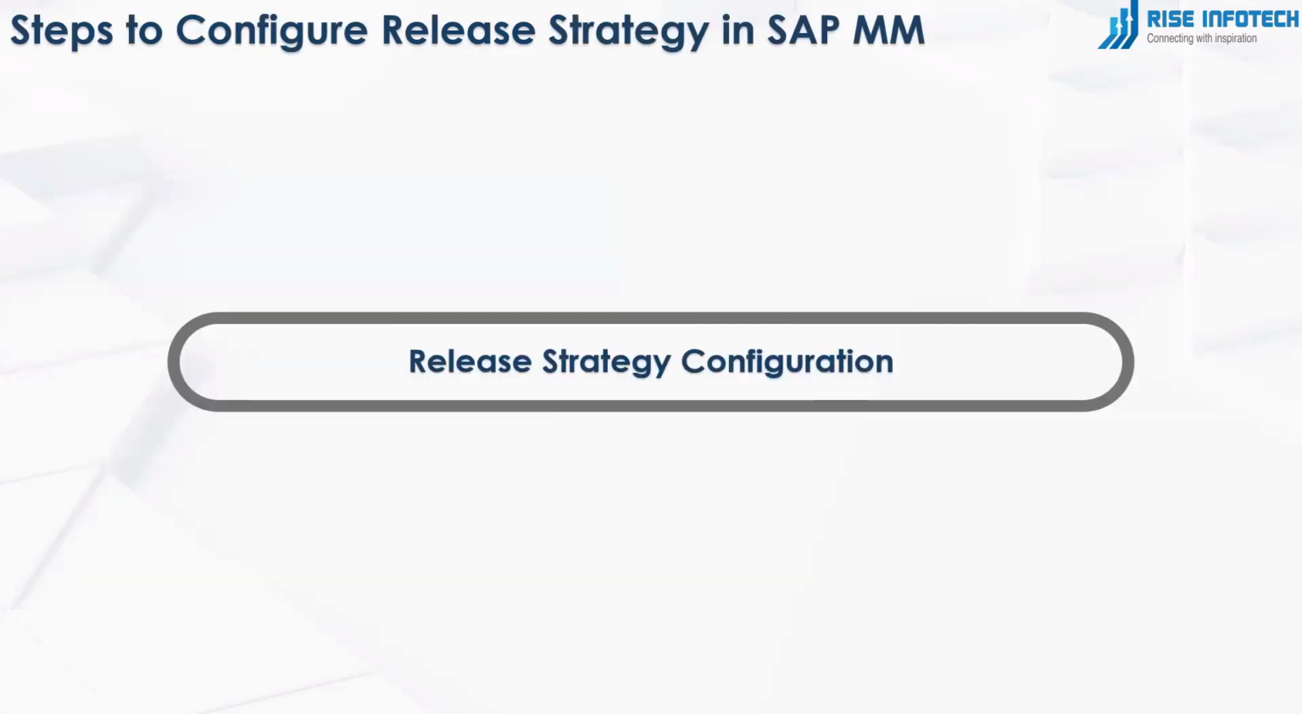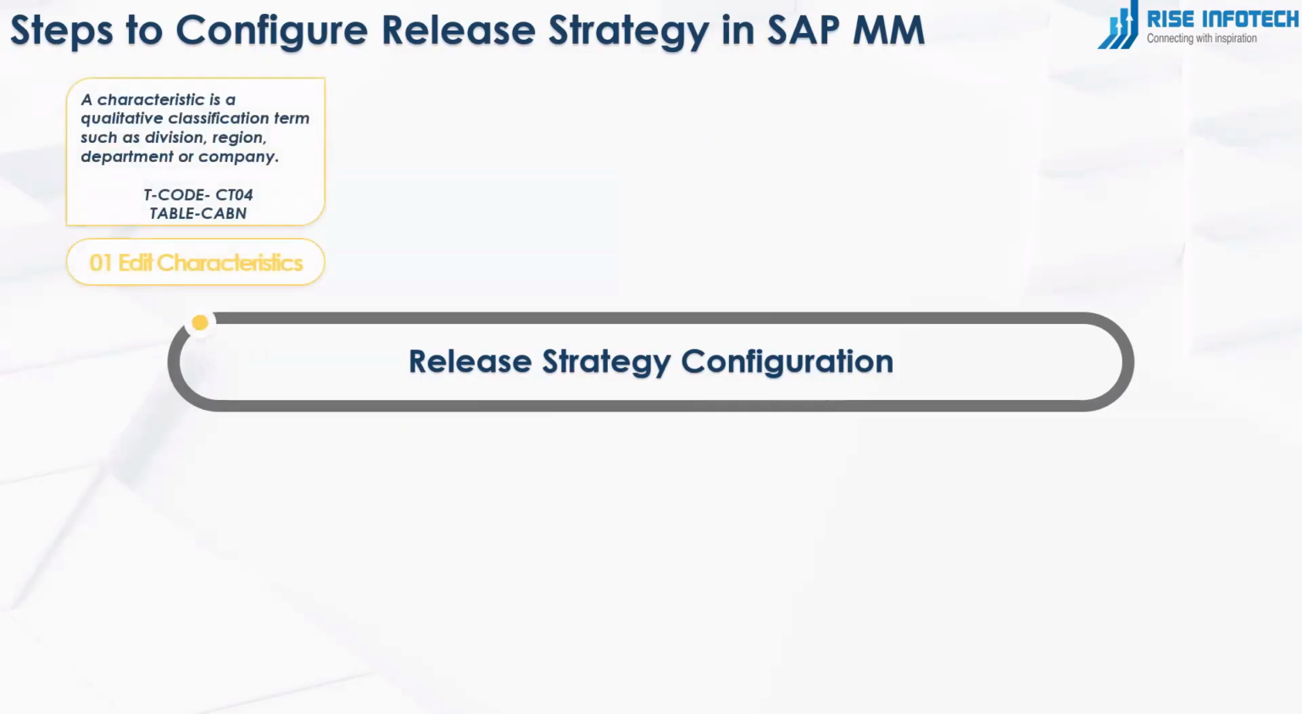So there are several steps to configure the release strategy. We can look into them one by one. First one is edit characteristics. A characteristic is a qualitative classification term such as division, region, department, or company, for example a purchasing department, a distribution department, a sales department. Those are some of the examples, and we give specific characteristics to the department.